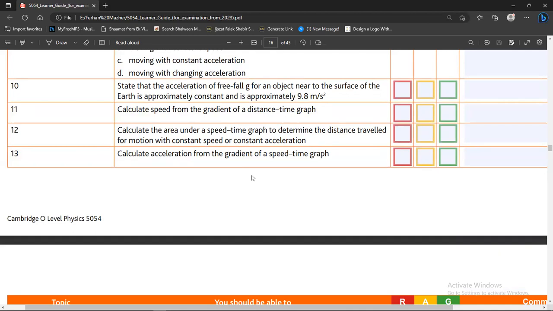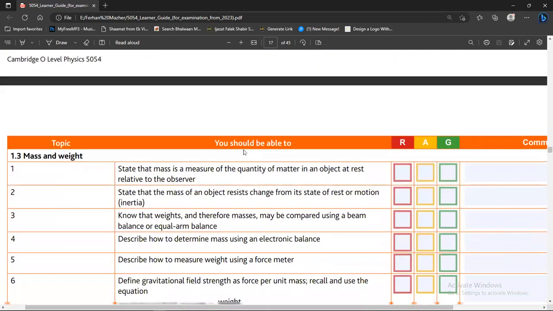Calculate speed from the gradient of a distance-time graph. Calculate the area under a speed-time graph to determine the distance traveled for motion with constant speed or constant acceleration. Calculate acceleration from the gradient of a speed-time graph.